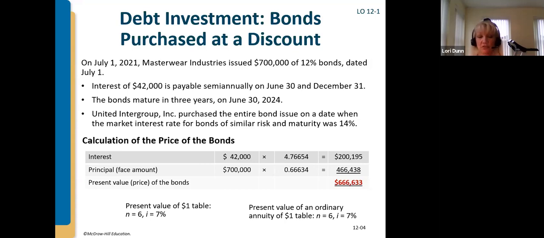You could use your table, you could use your finance calculator. We're also going to find the present value of that future principal payment of $700,000 using the same N and the same I. But we're going to use a different table, present value of 1. So the present value of the principal, $466,438. So how much will we, United Intergroup, pay for those bonds so that they actually do make a 14% interest rate?